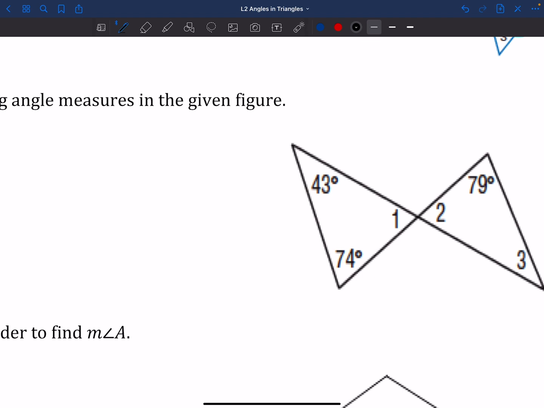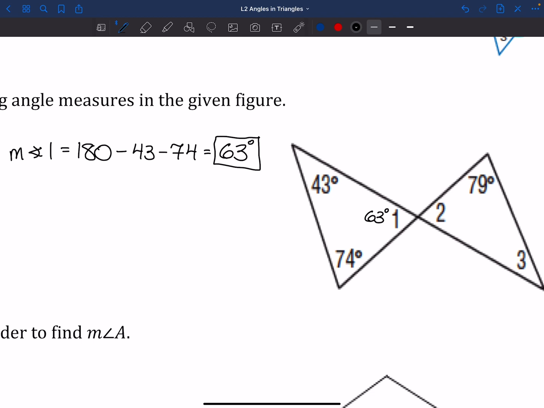So hopefully you gave that a go. Let's take a look. To find the measure of angle 1, again my suggestion is to start with 1 and then see if you can figure it out from there. Same thing as on the last one. We know it's 180 degrees in that triangle altogether, but I already know about 43 of it, and I already know about 74 of it. So I'm just going to subtract those right out. What's going to be left over is what angle 1 is, which is going to be 63 degrees.